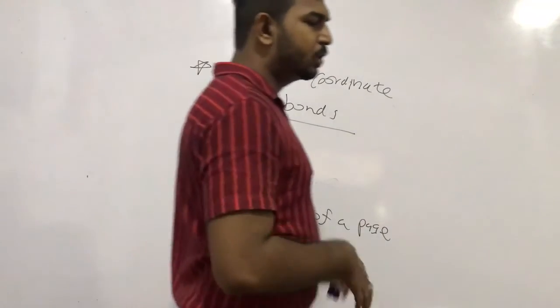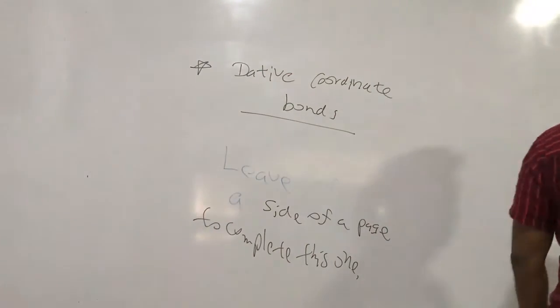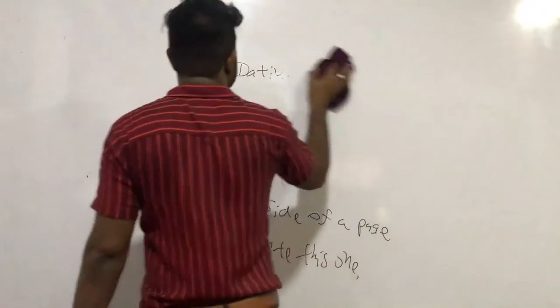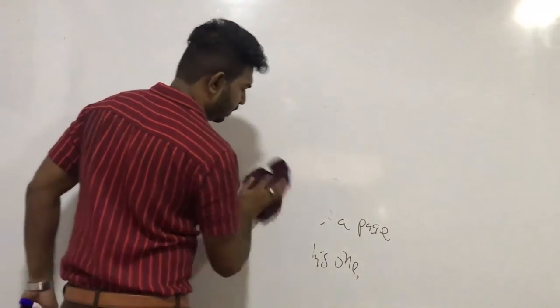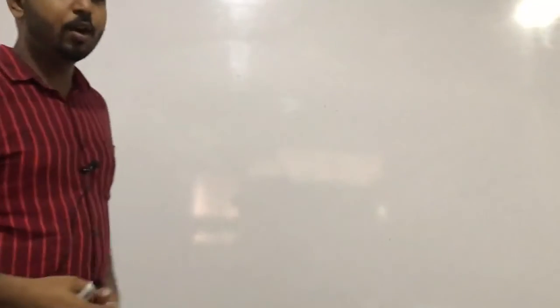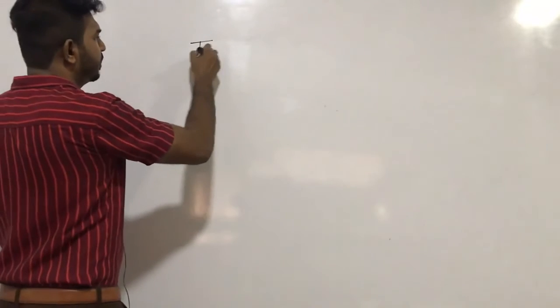So today, that's all about covalent bonds. Then today we have to talk about ionic bonds.